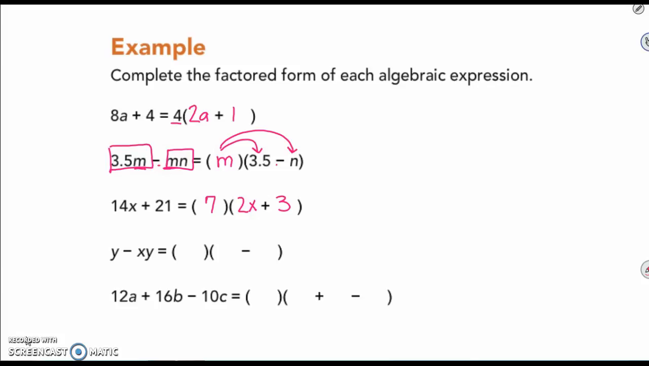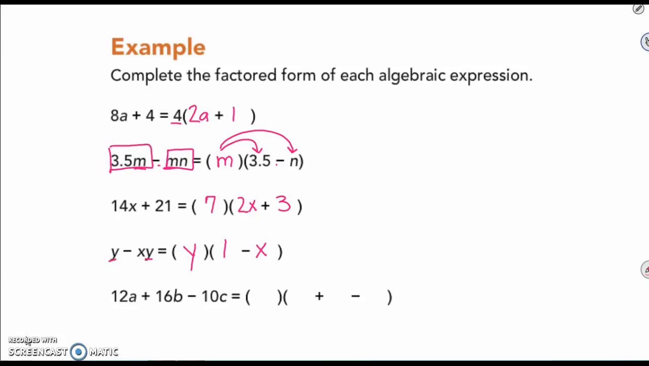The next problem is y minus xy. What is the greatest common factor? As we can see, y is the greatest common factor. Now, what do we multiply y by to get y? 1. Anytime we see a variable by itself, the numerical value is 1. What do I multiply y by to get xy? That would be x. So y times 1 minus x equals y minus xy. These are equivalent forms.